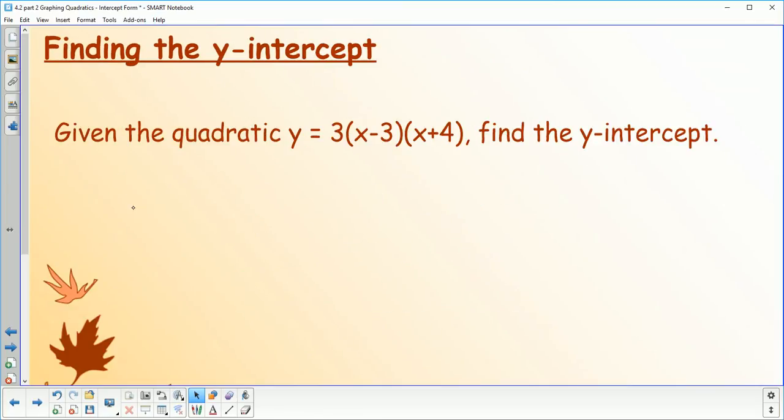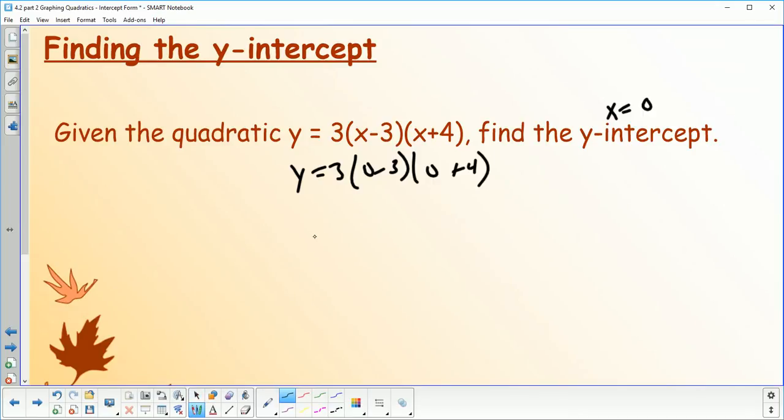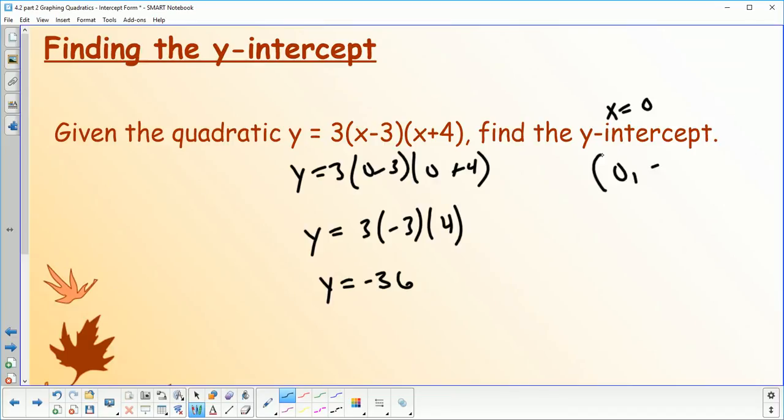We did our x-intercepts and our vertex, and now to find our y-intercept, remember it always means make x 0. So I'm going to plug in 0 here. I have 3 times (0 minus 3) times (0 plus 4), which is going to end up with 3 times negative 3 times 4. And if I multiply that, I get y is negative 36. So that means the y-intercept for this problem would be (0, negative 36).